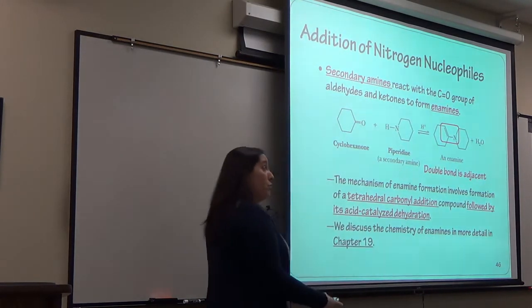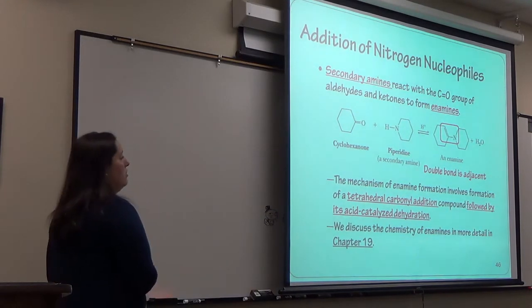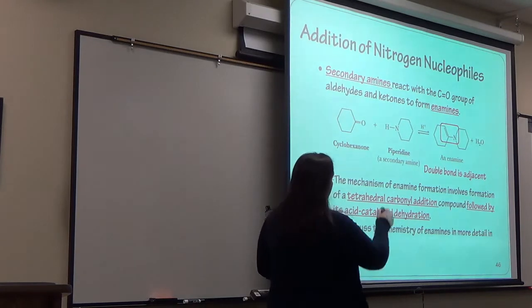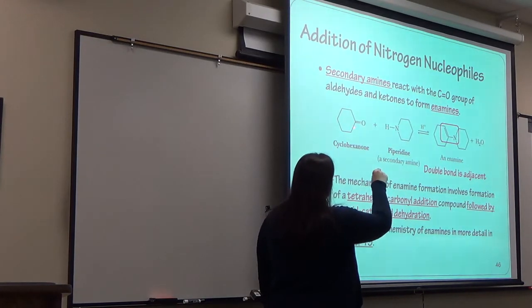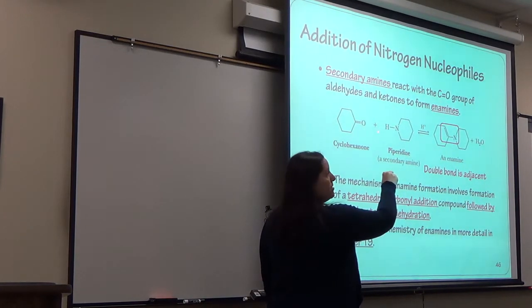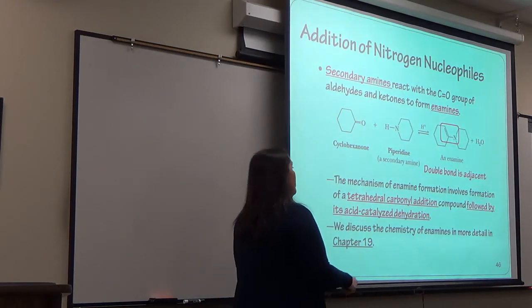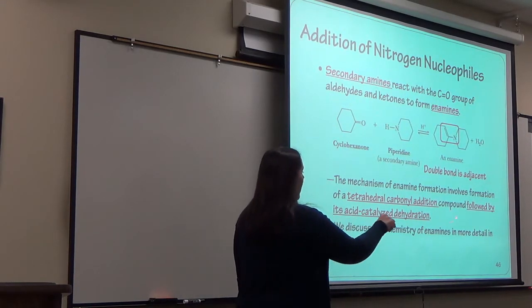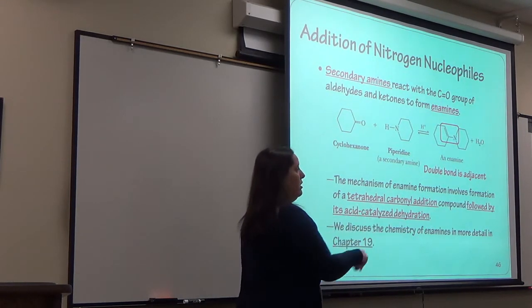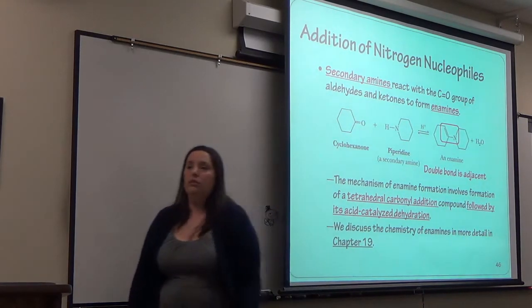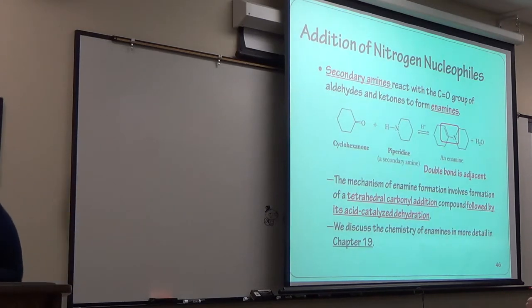So these are different products. These are not Schiff bases, they're enamines. And again, what are you going to do? You're going to attack here, open this up, and then you're going to have a transformation in order to get the double bond. This one is going to be followed by dehydration, acid-catalyzed dehydration. But we're going to leave this one for chapter 19. Chapter 19 is enolates and enamines, so we're going to talk more about that.